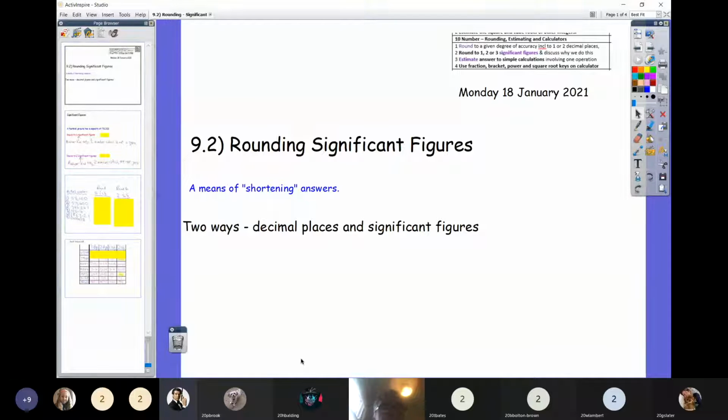The other way is something called significant figures. Now, some of you may have done this at junior school, but I think it's more likely this one might be new to some of you. Okay, so rounding to significant figures is what we're going to do. Okay? So just like what we normally do, I'll do a little bit of teaching, recorded.